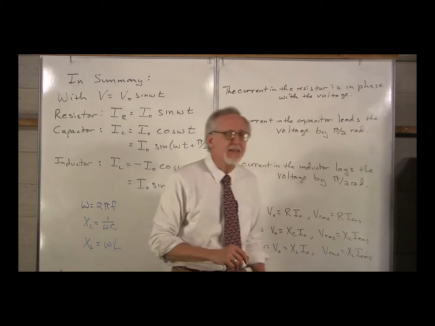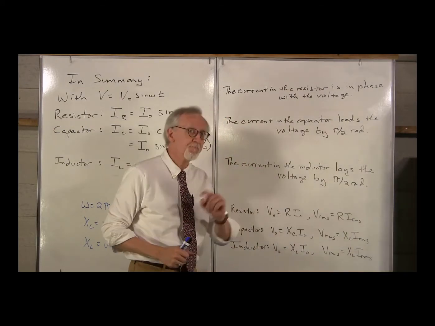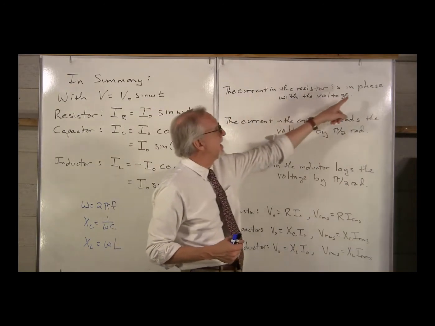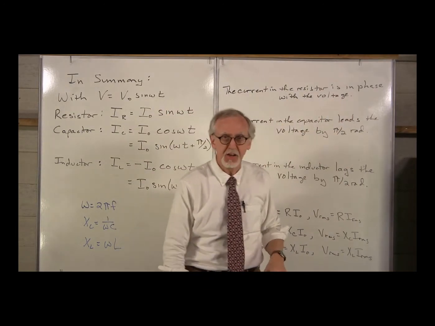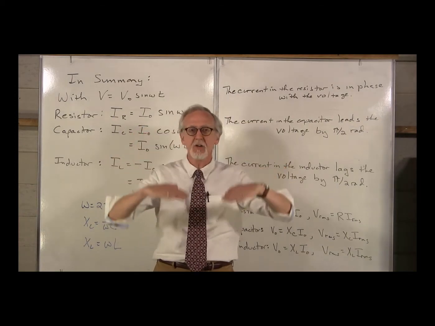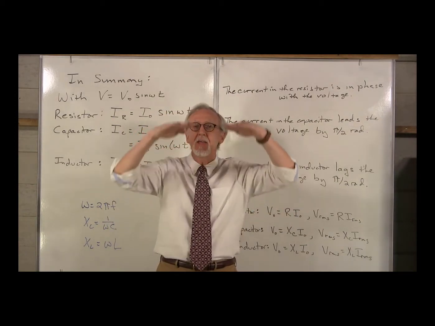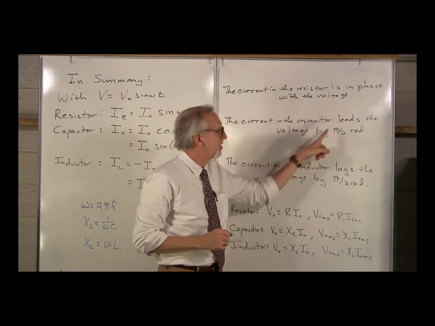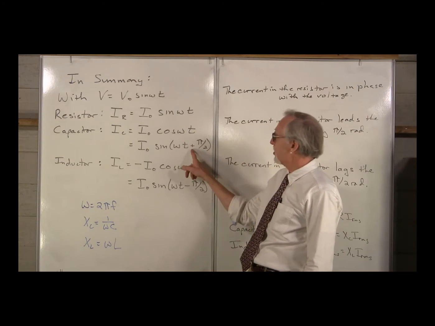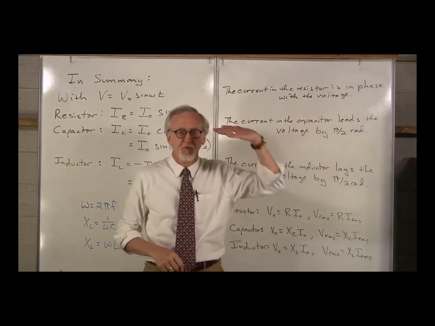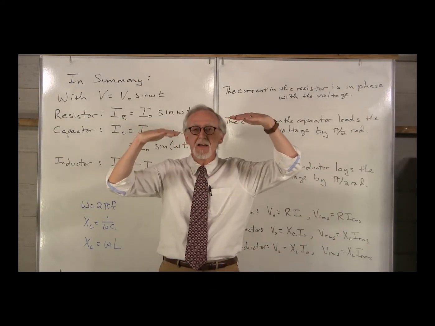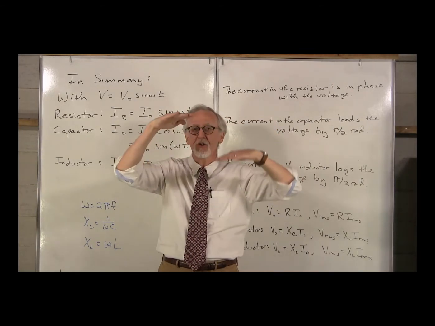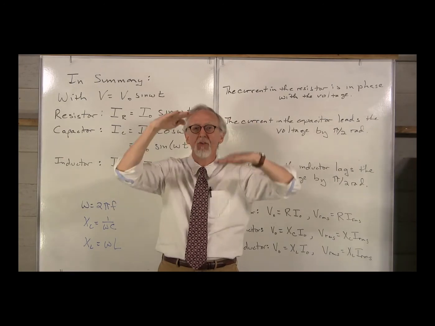Talking about those phases, and those phases are going to be important next time, and I'll explain why in just a second. The current in the resistor was in phase with the voltage. In other words, voltage, current in the resistor, they oscillate together in phase. The current in the capacitor leads the voltage by pi over 2. This plus pi over 2. The current in the capacitor leads the voltage. So the current in the capacitor is always in front of the voltage.